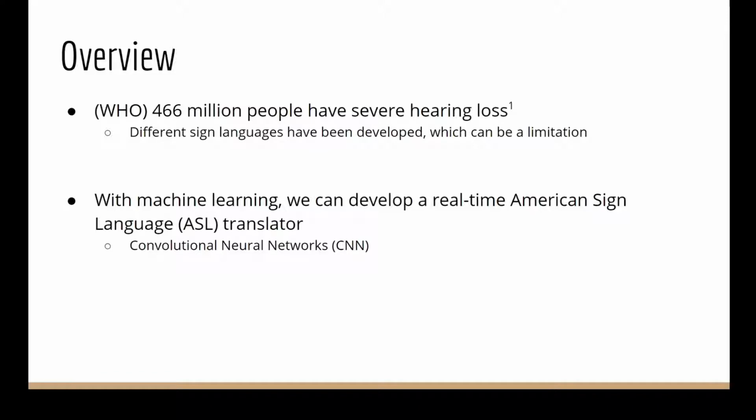According to the World Health Organization, there are 466 million people that have severe hearing loss. To be able to communicate with those that have this disability, sign language was developed. Unfortunately, like with vocal languages, there are a variety of sign languages that developed in different parts of the world. This can be very limiting when it comes to international communication, with no solution other than learning and studying the alternate sign language online. However, with the use of machine learning and convolutional neural networks, we can develop a real-time sign language translator, and we will be covering its use with American Sign Language.